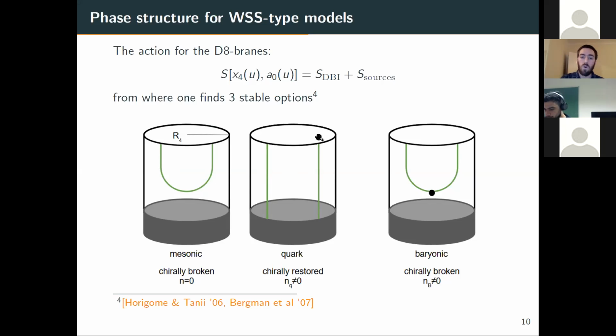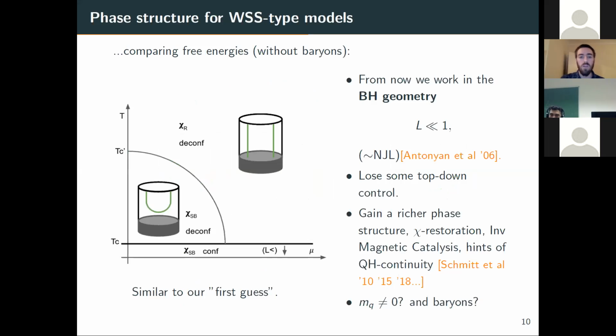Then there is the so-called quark or quark-gluon plasma solution, which is chirally restored and where the branes are straight. And then there are possible baryonic solutions where I have some other sources related to baryons, which I will discuss in more detail later. The basic idea of the phase diagram I get is that this is the Hawking-Page transition of the background I was telling you about. This is the mesonic phase, which is chirally broken, and this is the quark phase here. All the time I will be speaking about the phase diagram in temperature and baryon chemical potential.